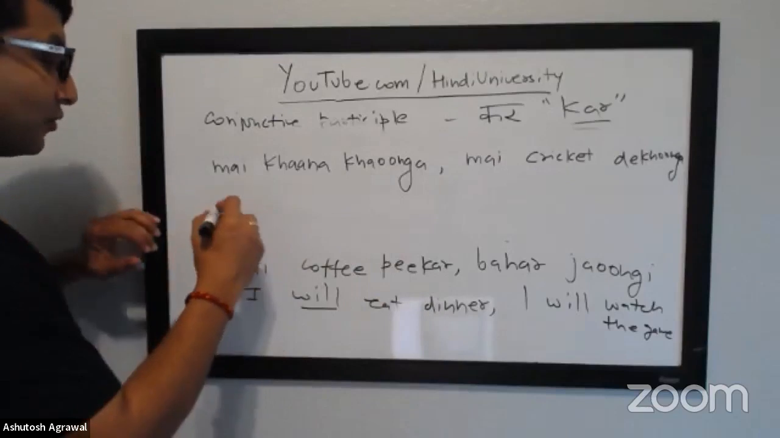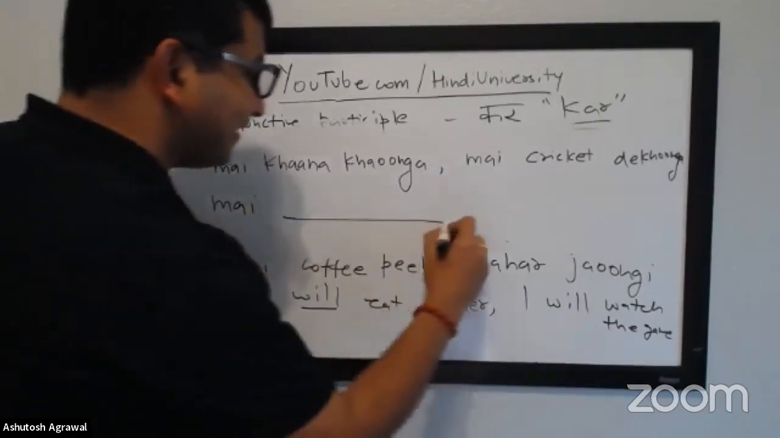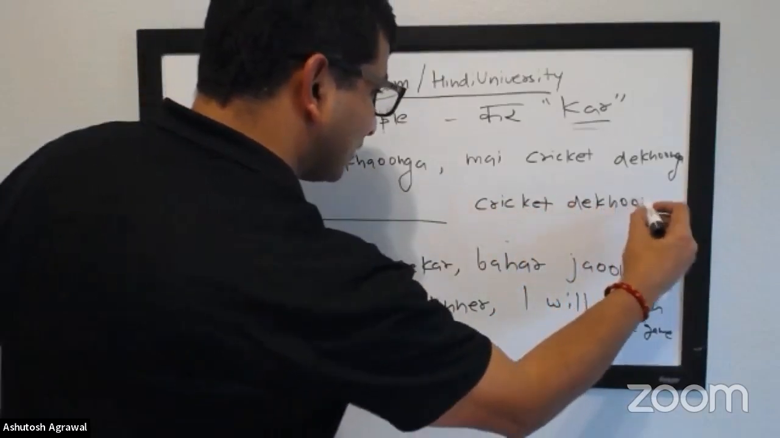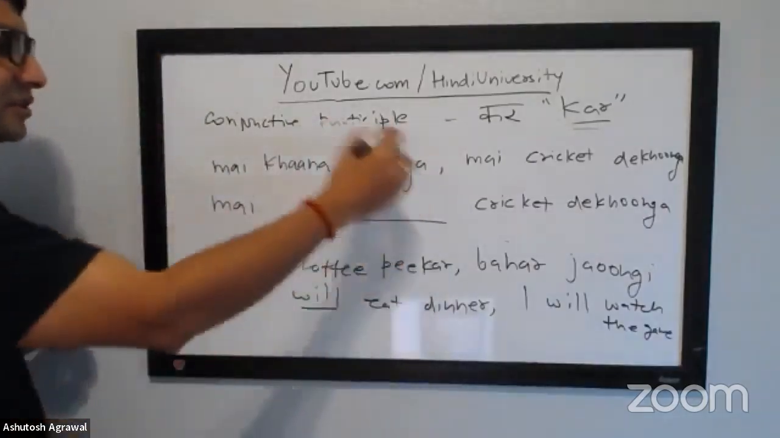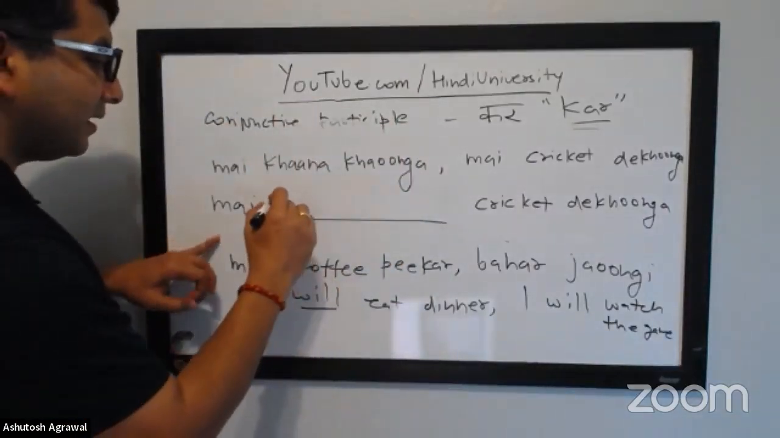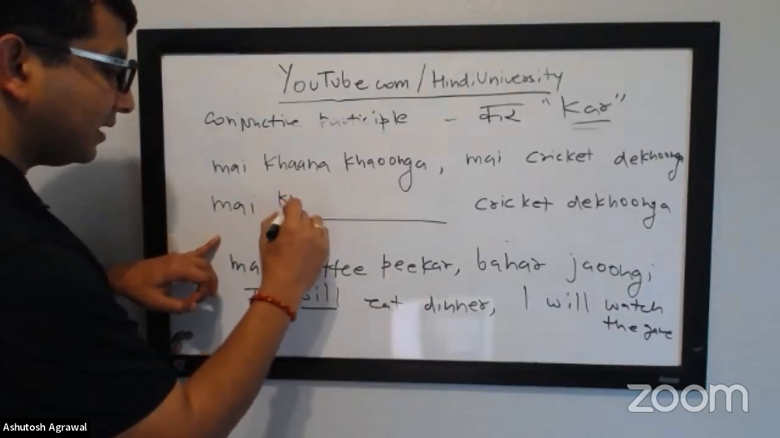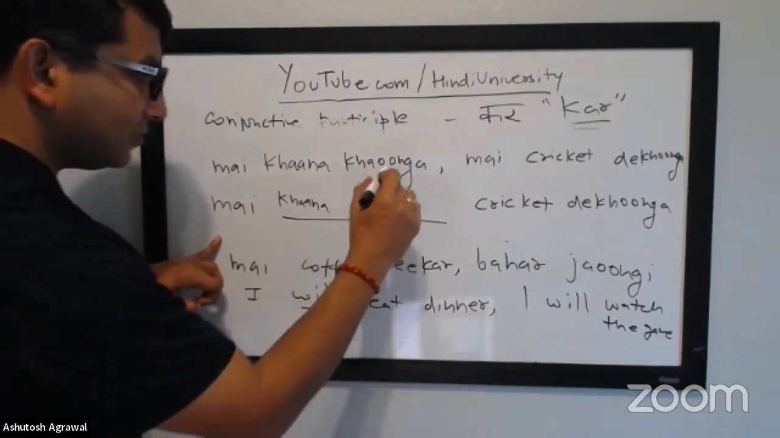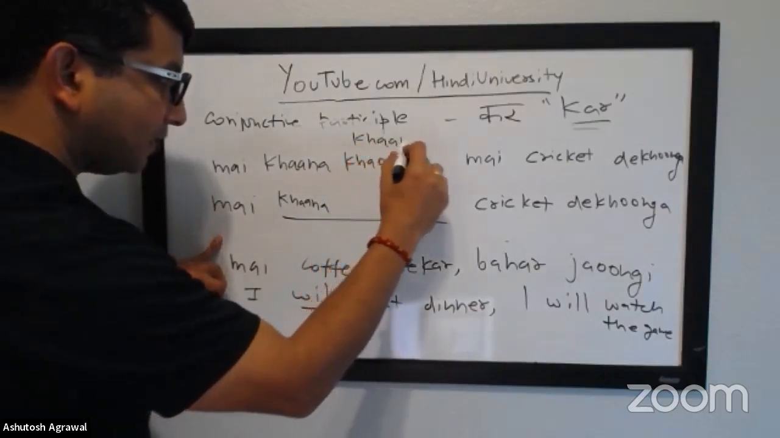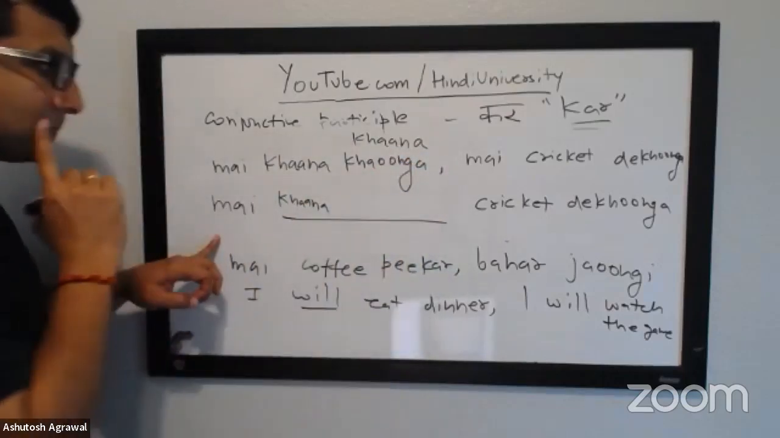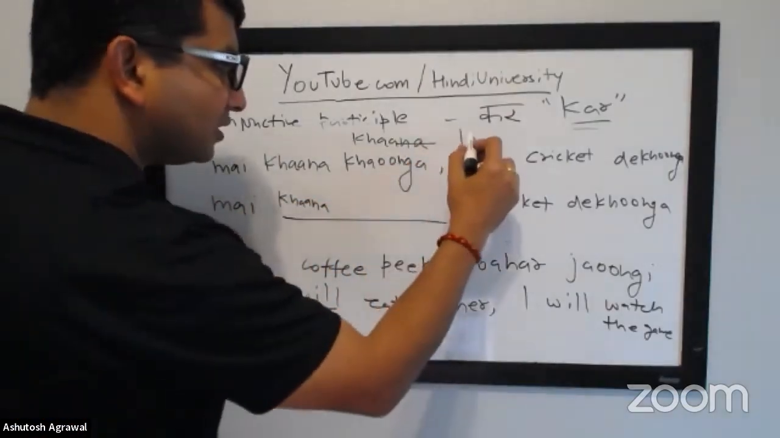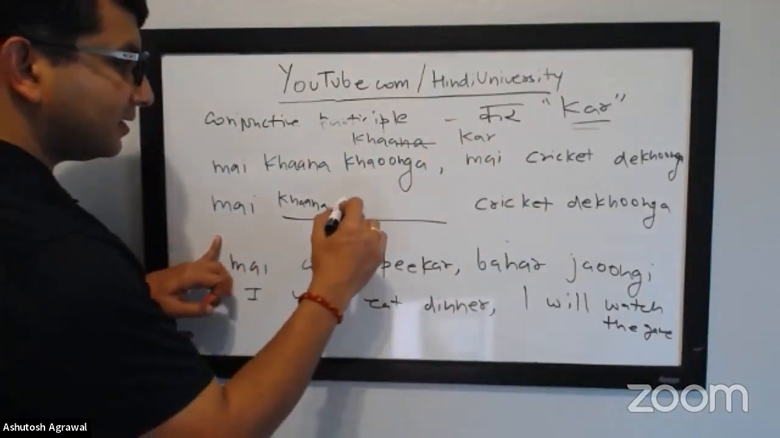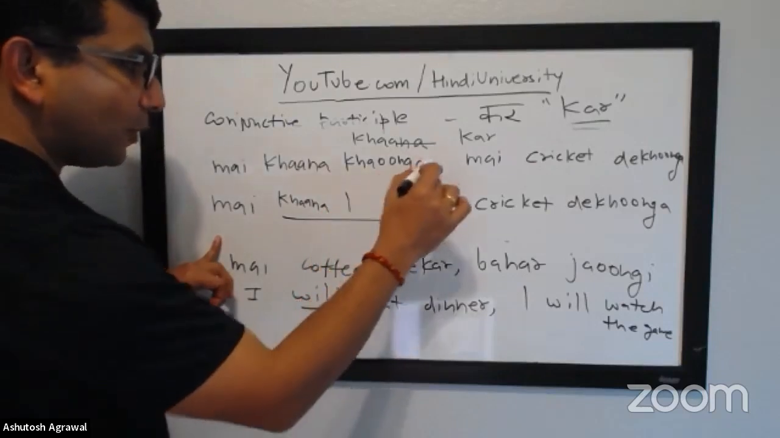Now you have to combine both of them. So you are saying मैं cricket देखूंगा. And then you have to use the conjunctive participle on this word, which would be मैं खाना खाऊंगा. The verb is khana. You remove the na and you put the conjunctive participle kar.